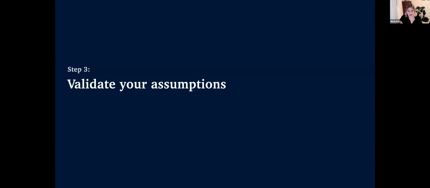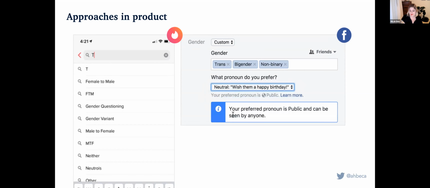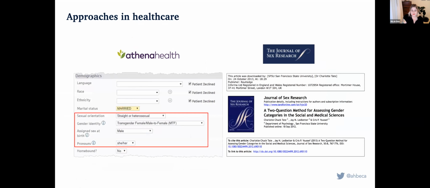Step 3, validate your assumptions. So going into this, I found that some consumer-facing products have done a really good job of bringing more inclusivity into their experiences. And some healthcare providers are starting to offer more and more inclusive forms to their patients. A leading pattern in the field is the 2-question method. It yields near 0 missing data and 2 times the transgender spectrum response rate. And it uses language that is respectful to TGNC identities.